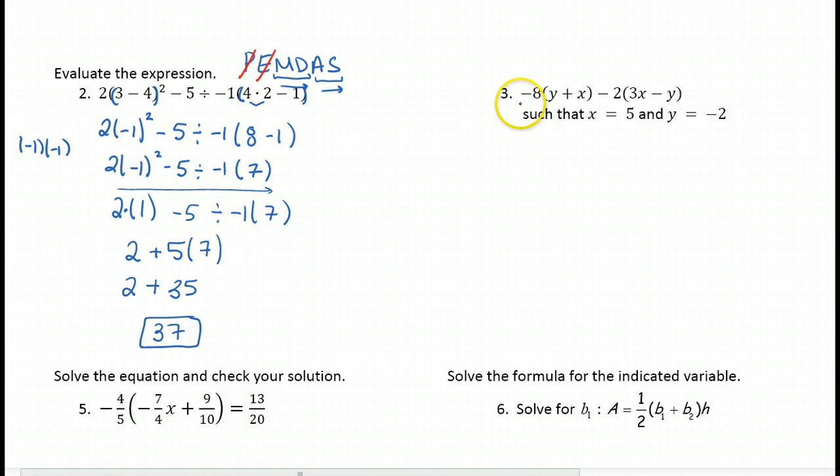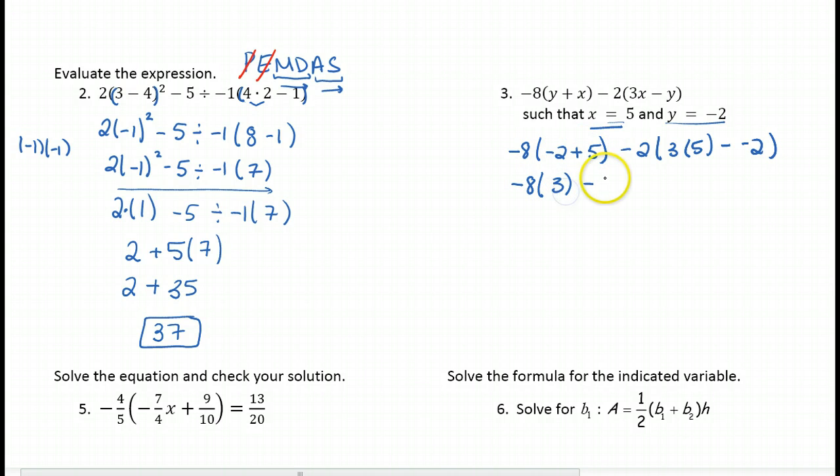The next problem, it says to evaluate the expression such that x equals 5 and y equals negative 2. So the first thing we have to do is substitute those values in. So negative 8 times y, which is negative 2, plus 5 times x, minus 2 times the quantity 3 times 5 minus negative 2. I'm just substituting in the values. And now I follow my order of operations. Parentheses first. Negative 2 plus 5 is 3. Inside the other parentheses, 3 times 5 is 15, plus 2 is 17. So negative 8 times 3 is negative 24, and 2 times 17 is 34.